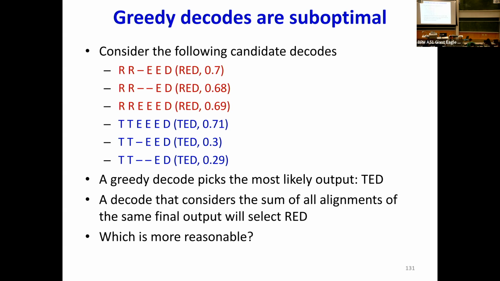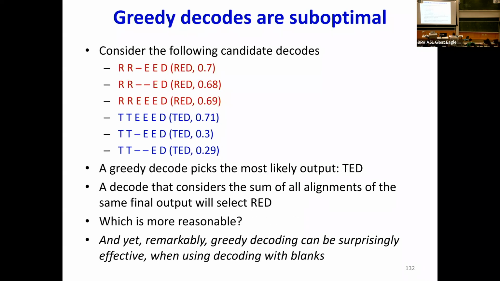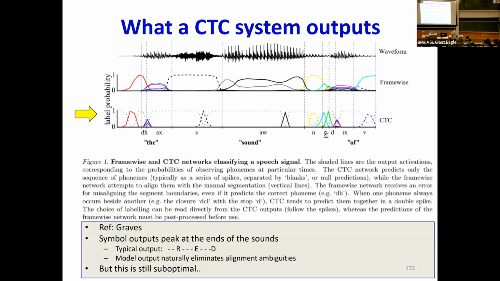You want to pick the symbol sequence for which the total probability across all alignments is maximum. And so greedy decoding, it turns out, can actually be surprisingly effective when you're decoding with blanks. Here's a very nice picture from Graves' original paper on this framework. They show that if you just perform a greedy decode, whenever you have extended phonemes, the blank tends to be the most likely output, and these phonemes actually pop up exactly where transitions happen. So just doing a greedy decode very often gives you very nice results.